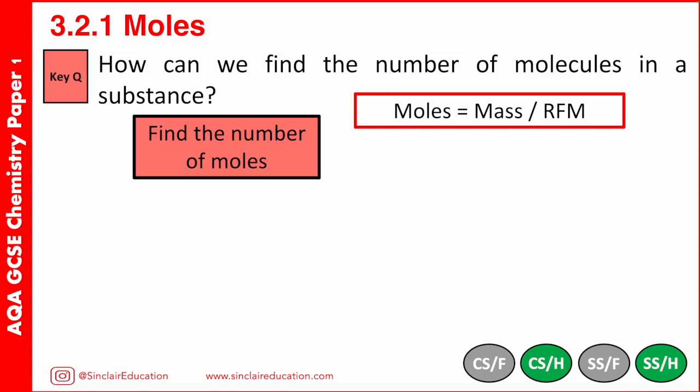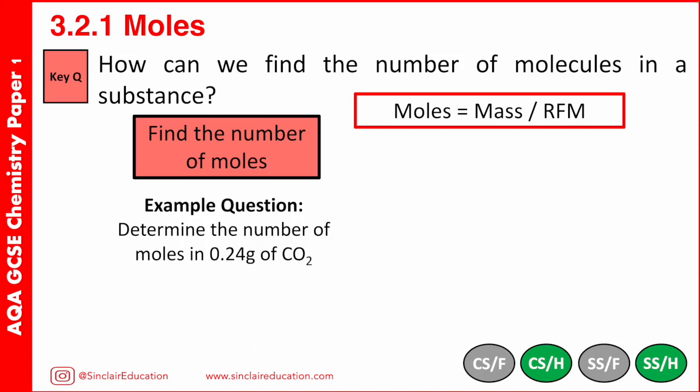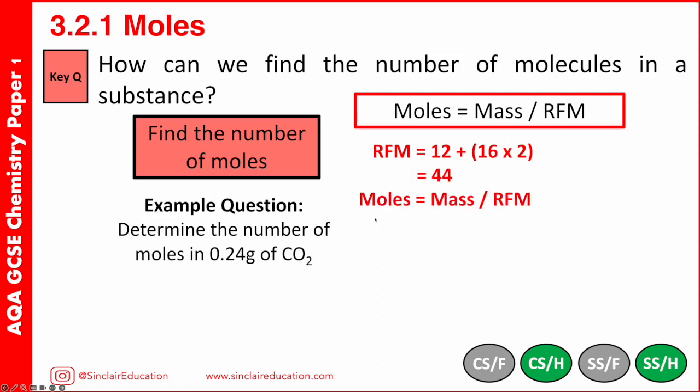But moles is equal to mass divided by RFM. So if we know our mass in grams and we found the relative formula mass, you can calculate the number of moles that you've got. So in this case, carbon dioxide relative formula mass is 44. Moles is equal to this divided by its RFM. So it'll be 0.24 divided by 44. So actually, if we were given 0.24 grams of carbon dioxide, this is how many moles we've got.